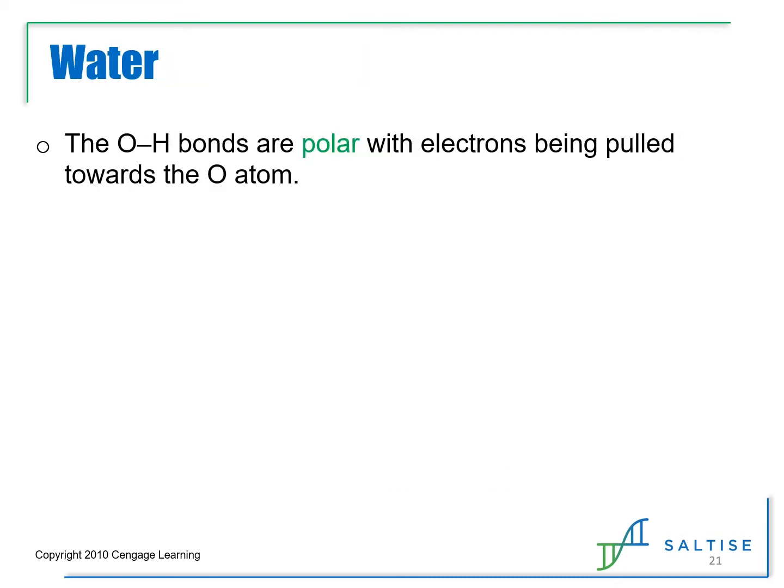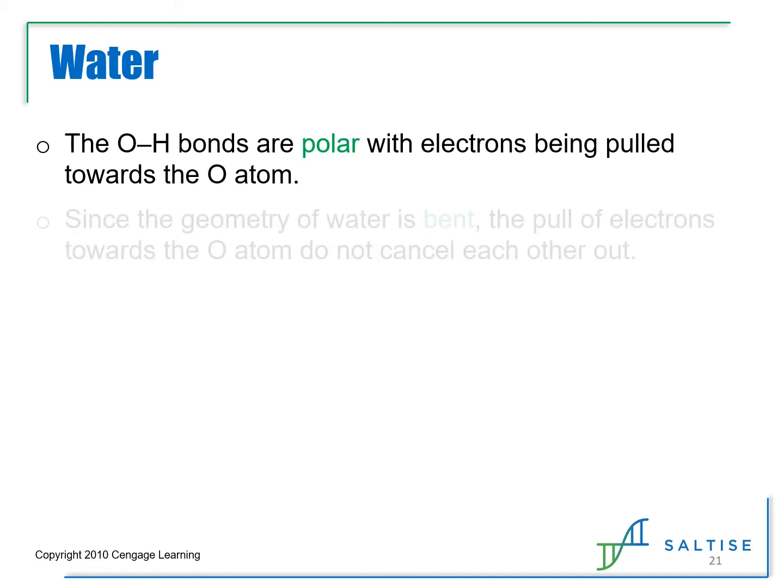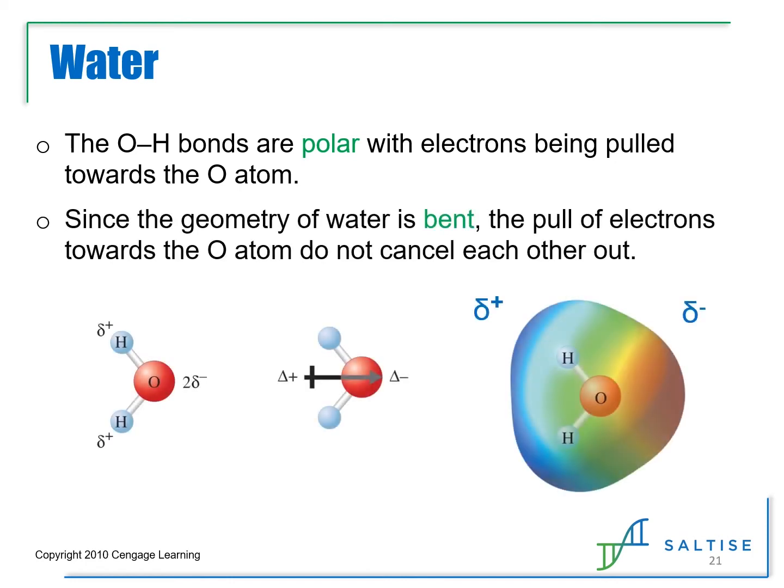Water, on the other hand, has polar oxygen-hydrogen bonds, where in the tug of war for the electrons, oxygen will have a stronger pull. Since the shape of the water molecule is bent, the pull of the electrons towards the oxygen atom in each bond do not cancel each other out. As a result, the molecule is considered polar. There is an overall positive end in the molecule around the hydrogens and an overall negative end around the oxygen.